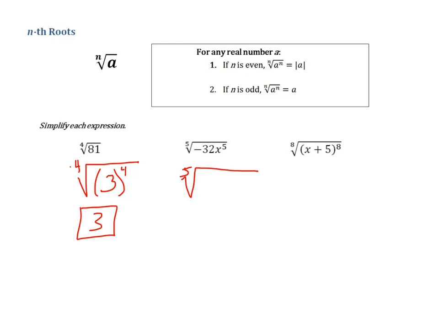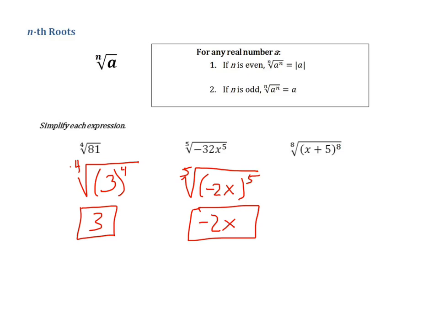So, for the 5th root here, we have to ask ourselves, what number to the 5th power is 32? And that is 2. We'll need to make this negative because we have negative 32 up here. So negative 2 to the 5th power is going to be negative 32, and we'll have an x. So the root cancels out the power here, and we have negative 2x. Again, it's fine that it's negative because this is an odd index.